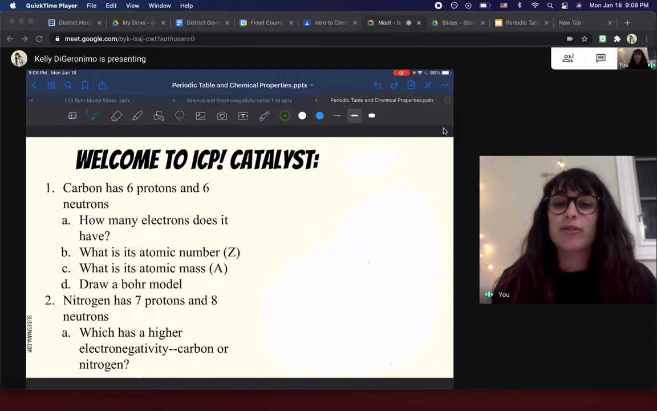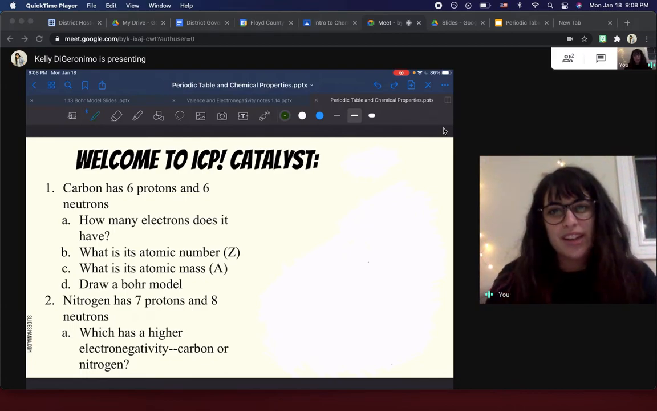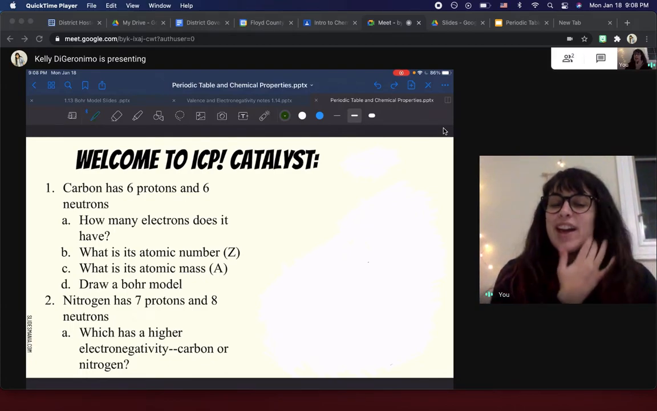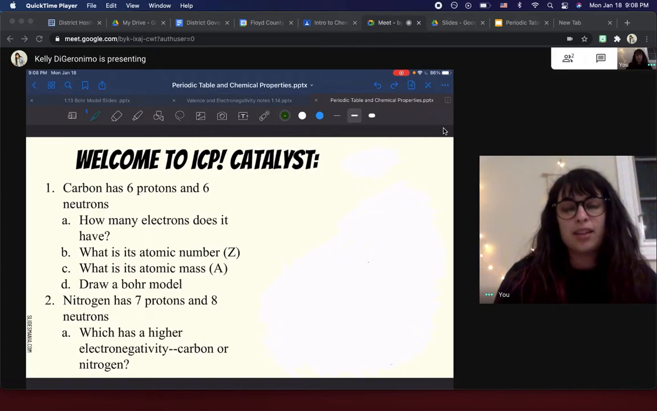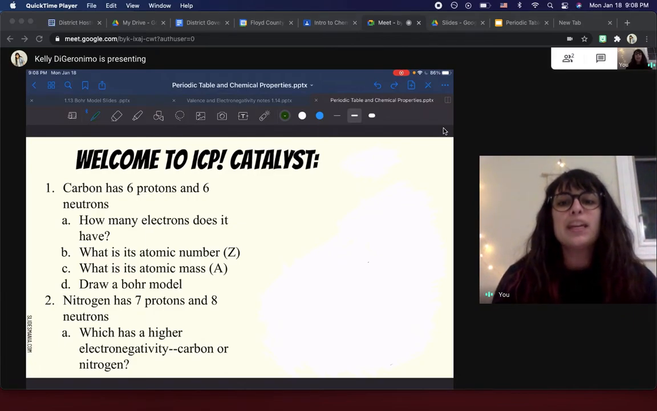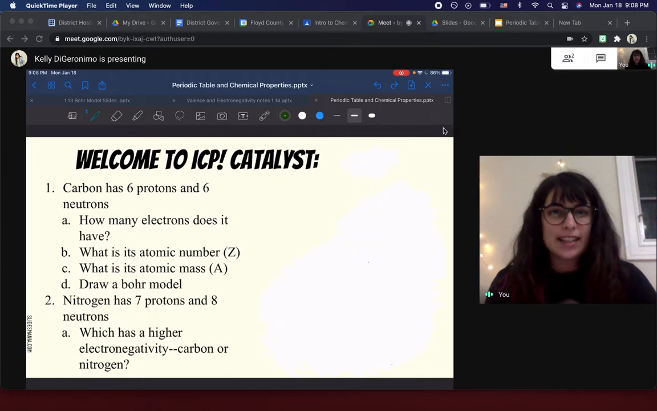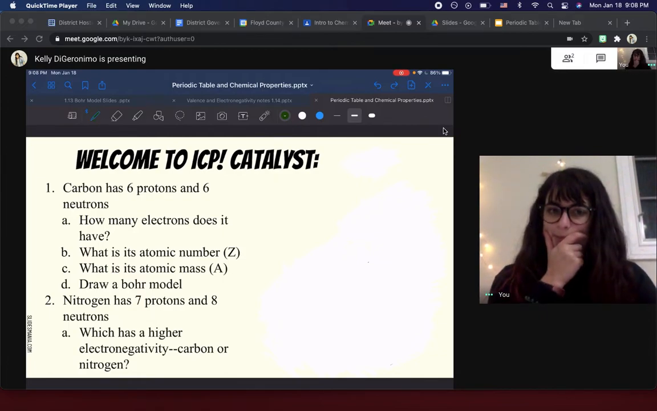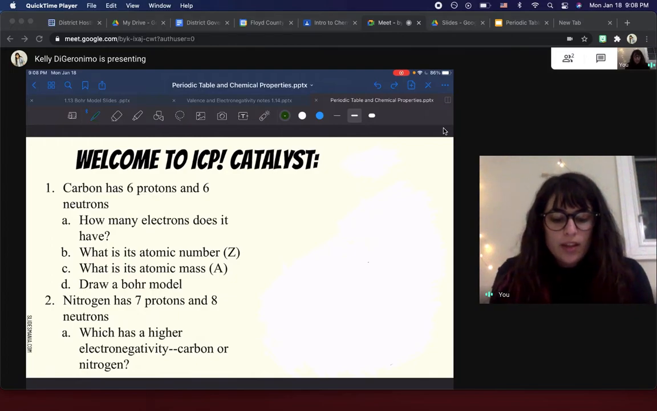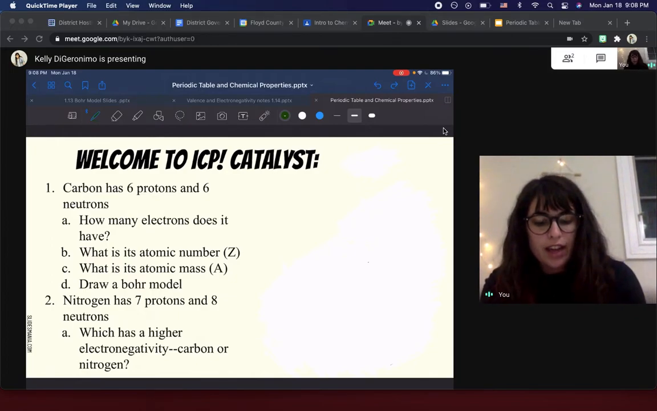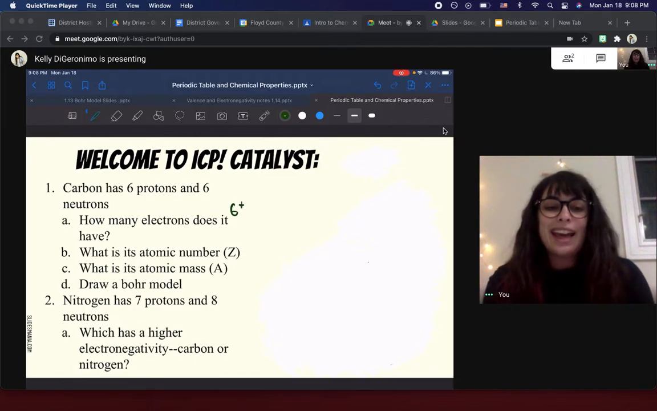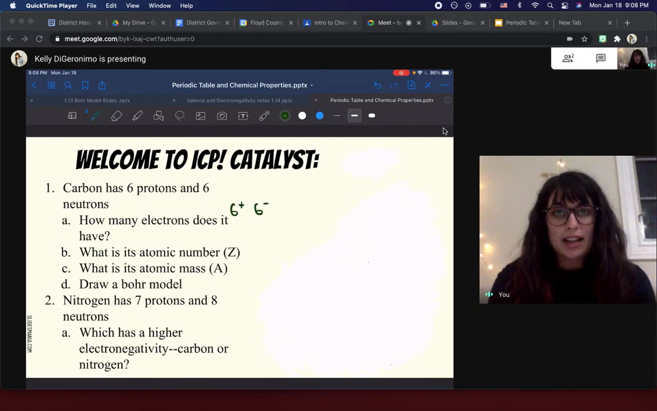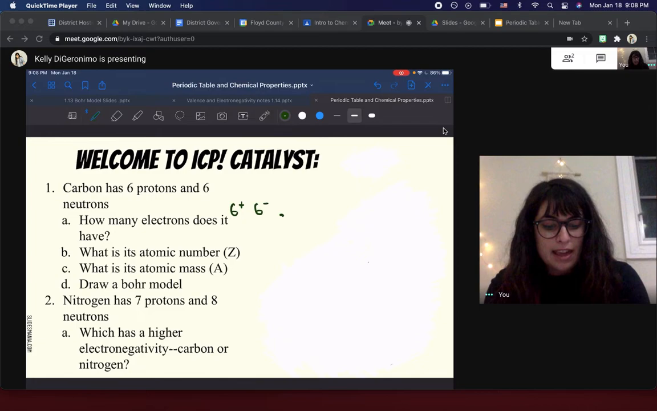As always, we're going to review what we know first, and then we're going to learn some new stuff about the periodic table. So let's go ahead and try number one together step by step. First, try part A. How many electrons does carbon have if it has 6 protons and 6 neutrons? The logical way to do this is to say that protons are positive, it has 6 positive protons, and it needs a neutral charge. So it must have 6 negative electrons to cancel that positivity out. So our answer to A is 6 electrons.